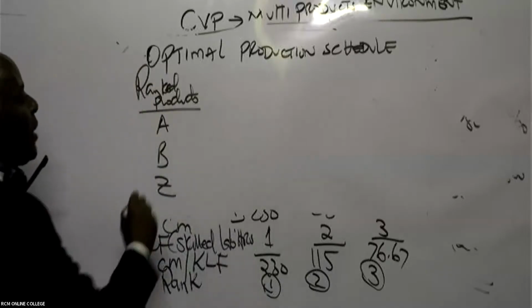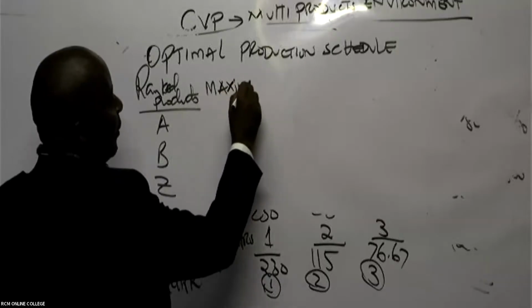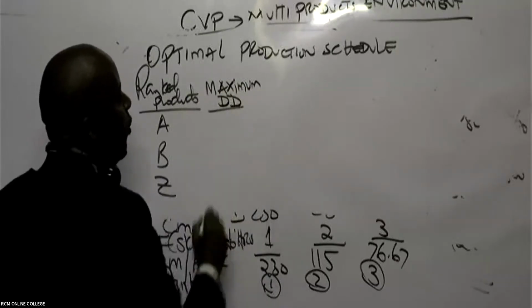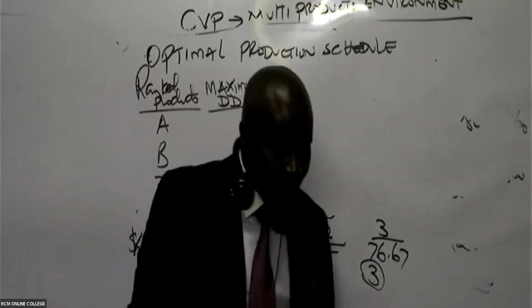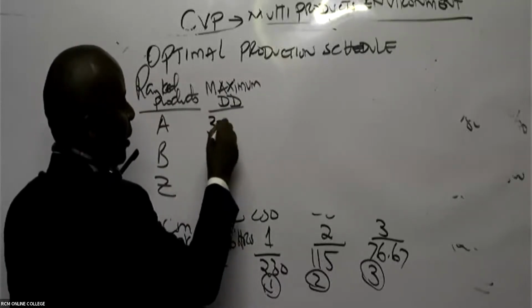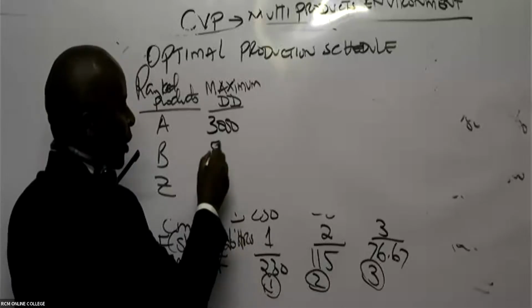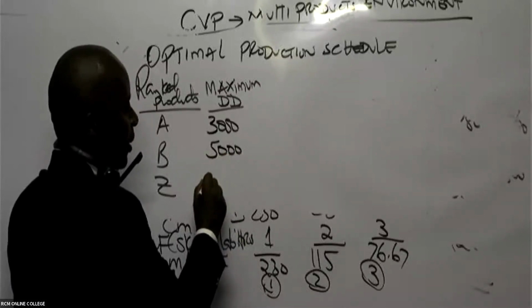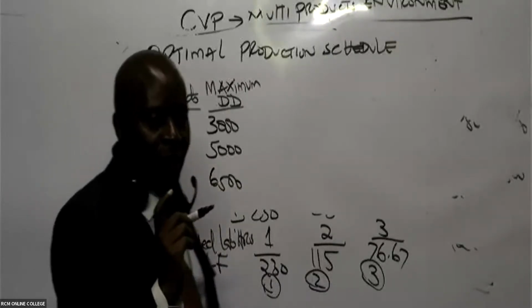So after that, please give us the maximum demand, because we are so much crying for producing the maximum demand. So A, is there somebody who is able to remind us what the maximum demand was? A was 3,000, right? The second one, 5,000. 6,500.